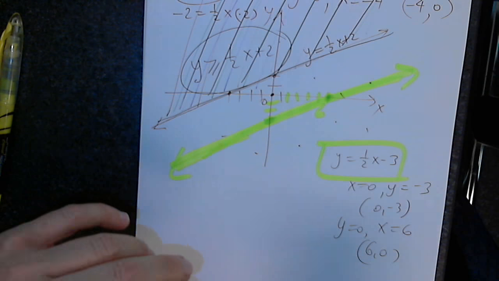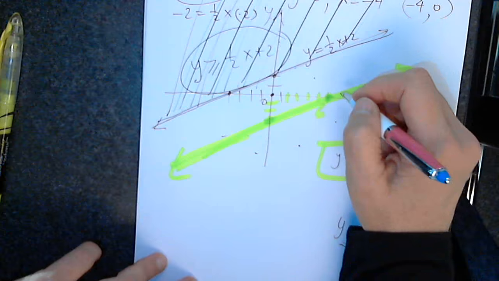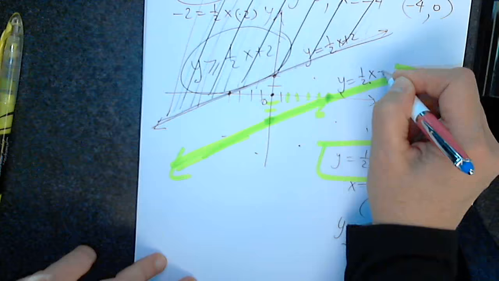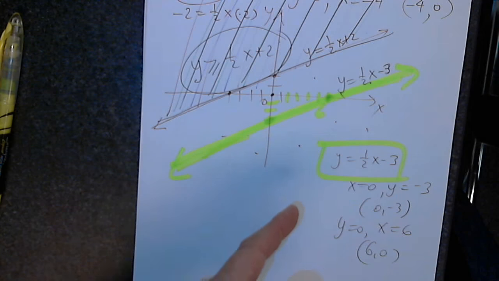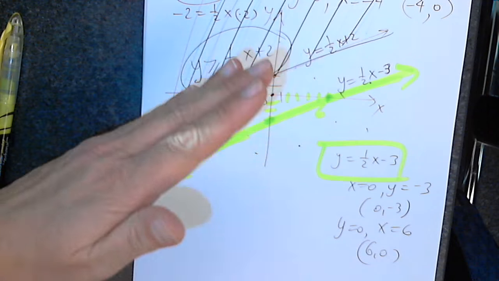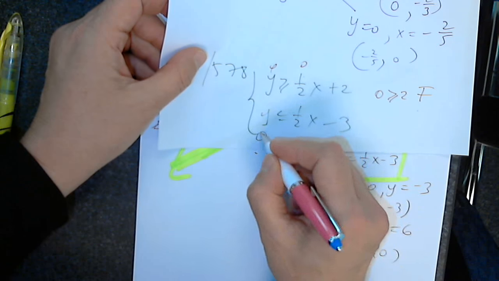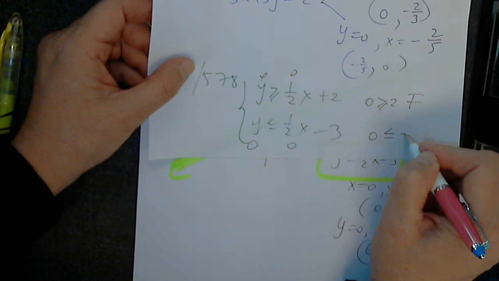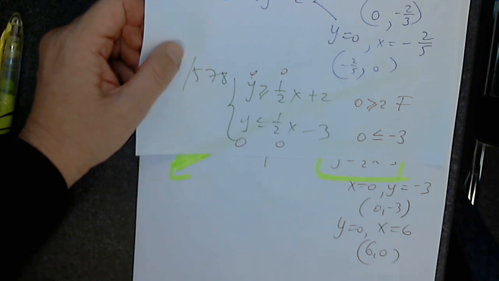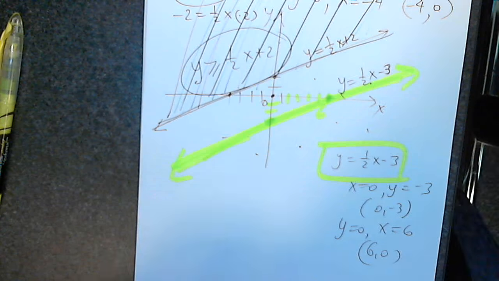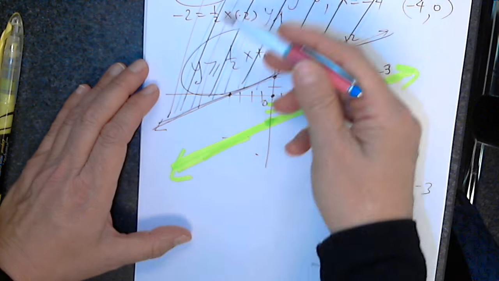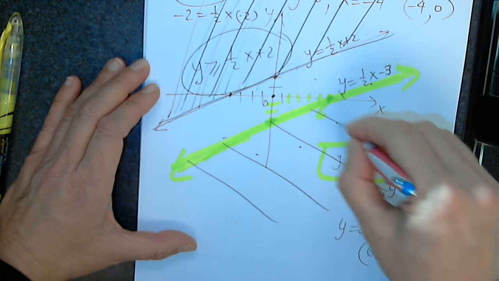Okay, so this equation is y equals 1/2 x minus 3. Now, it doesn't pass through the origin, so I'm checking the top region with (0, 0). Is 0 less than or equal to -3? True or false? False. 0 is not less than or equal to -3. So I cannot choose this, I have to choose this.